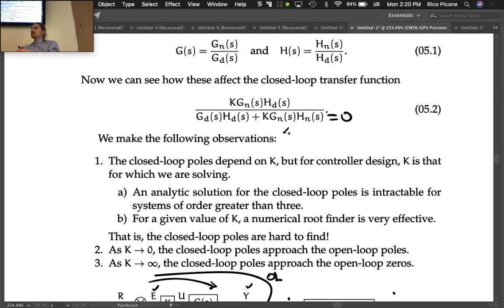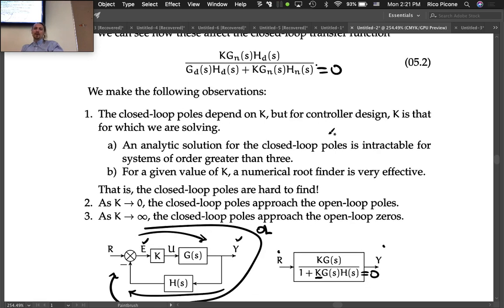So what we typically resort to is finding, for a given value of k, using a numerical root finder, which is actually very effective. So if k is just 1.3, then you could find out what the poles are for that k. So you can just use a numerical root finder to find the closed loop poles given a bunch of different gains, but you have to do it numerically. So the closed loop poles are hard to find. Okay, you have to choose a specific value of gain k to make it easy to find it, but you want to know for all k. So that's kind of a lot of calculation to do.